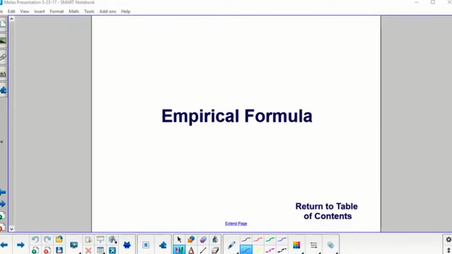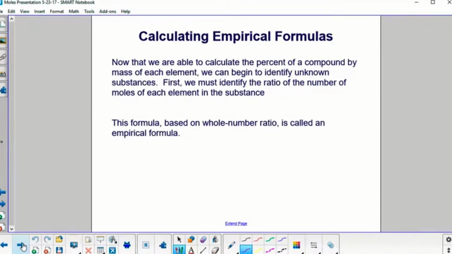Empirical formula. Now that we're able to calculate the percent of a compound by the mass of each element, we can begin to identify unknown substances. First, we need the ratio of the number of moles, and that's why we spent so much time on the number of moles, of each element in the substance.